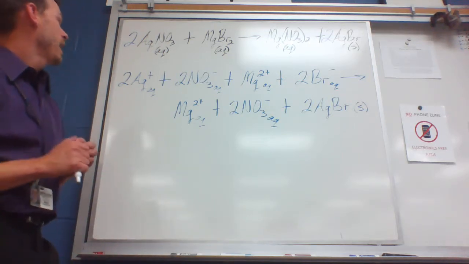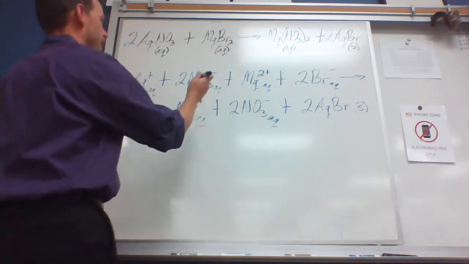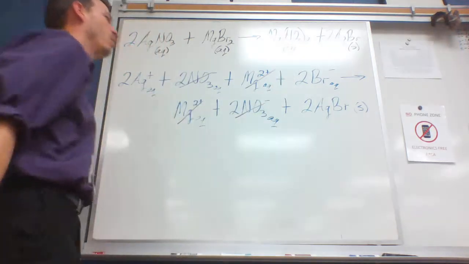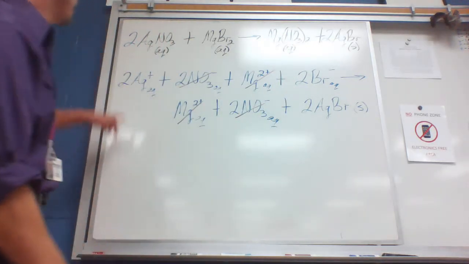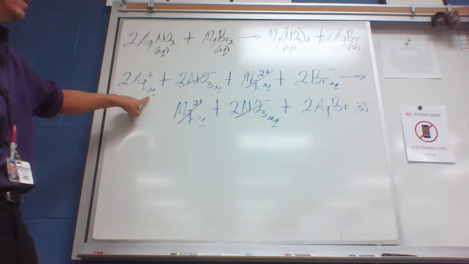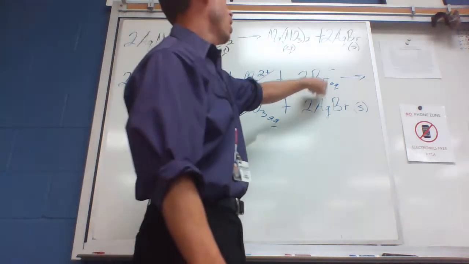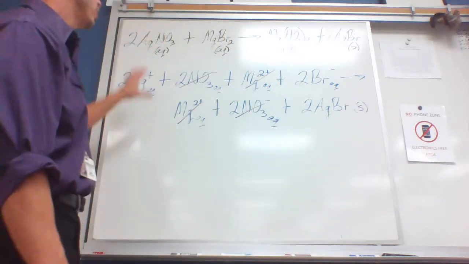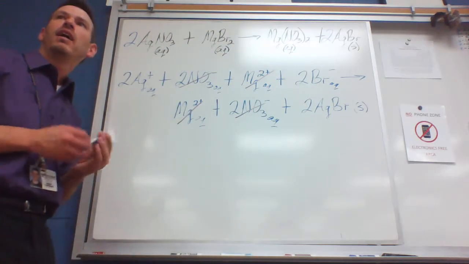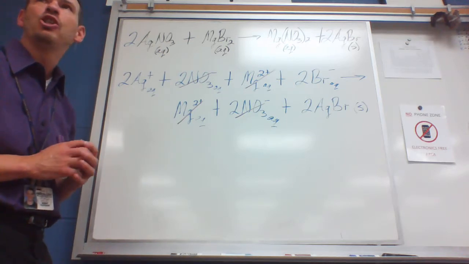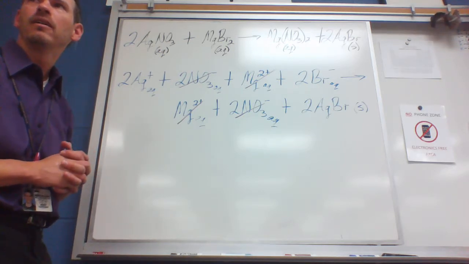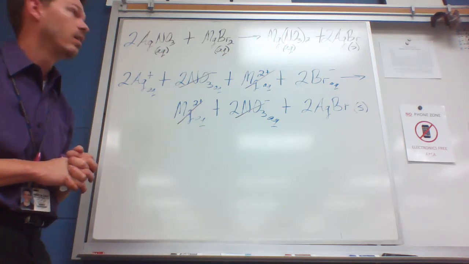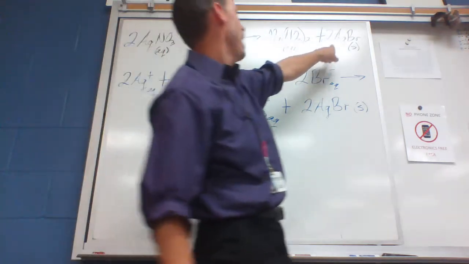All right, so let's find our spectators. It looks like we've got a spectator here and a spectator there, which means my net ionic is going to be 2Ag plus aqueous plus 2Br minus aqueous yields 2AgBr solid. You would just take those guys and shove them together. Where did the 2 come from? From my balanced equation.